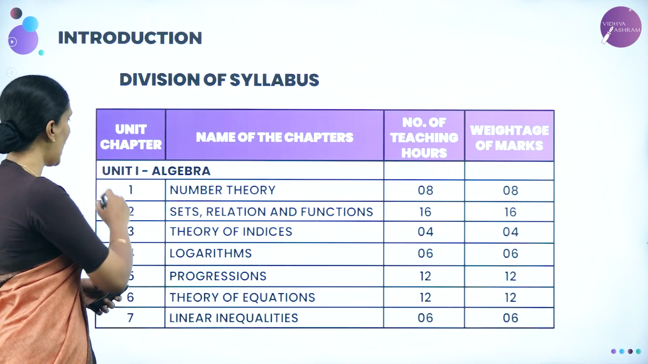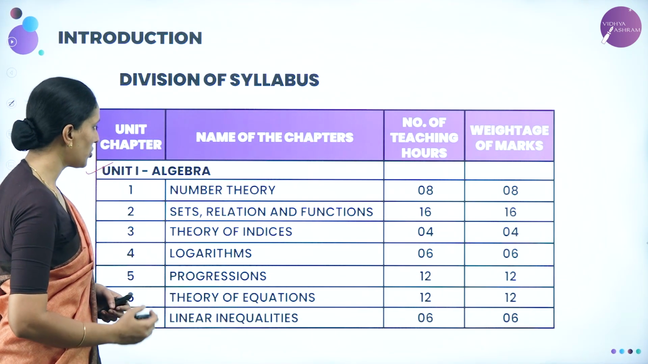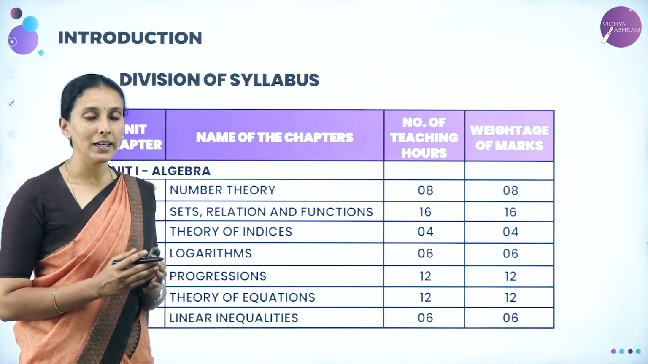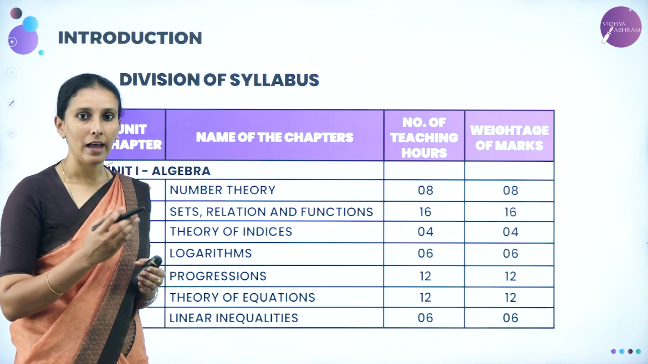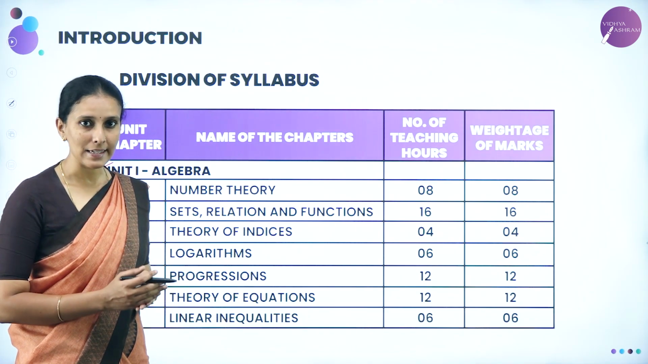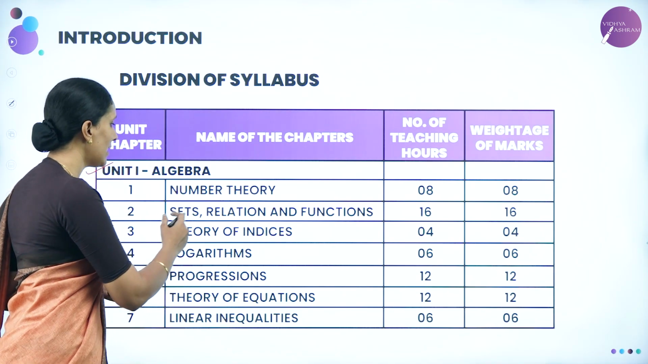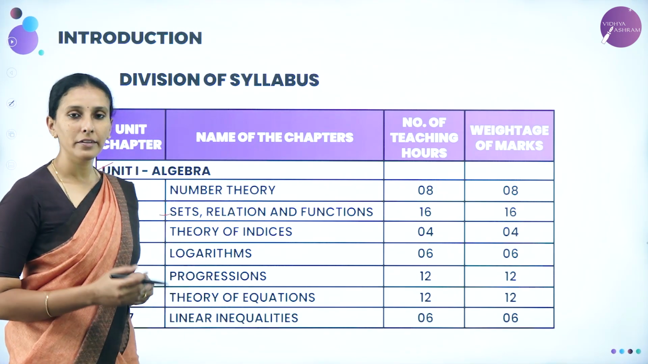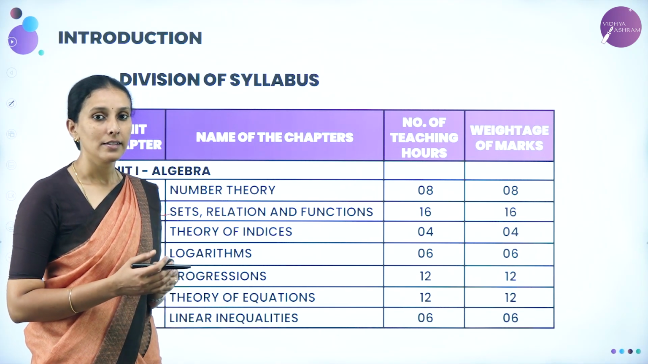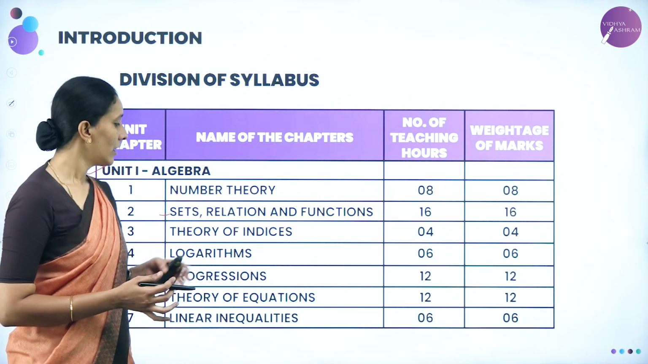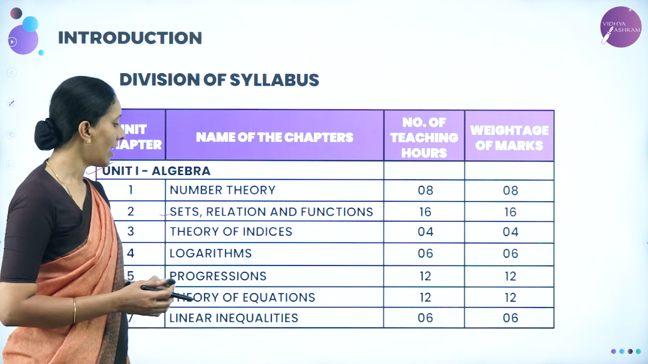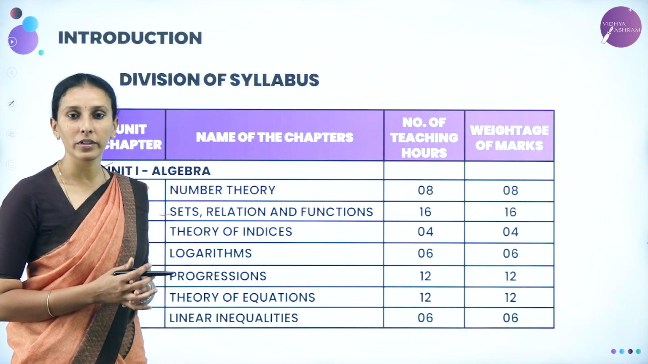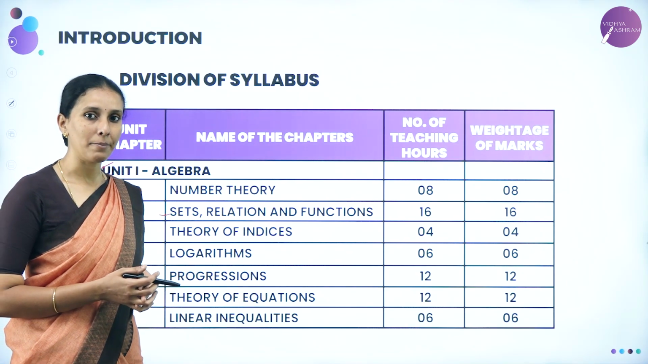In the first unit, algebra, you have 7 chapters. So, number theory. In number theory, you will be learning all types of numbers, how to calculate the HCF, LCM of given numbers. Then sets, relations and functions. In this chapter, you will be learning union, intersection, difference, symmetric difference, as well as Venn diagrams, and then it is adjoined to relations and functions, where you are going to learn about the types of relations as well as types of functions.